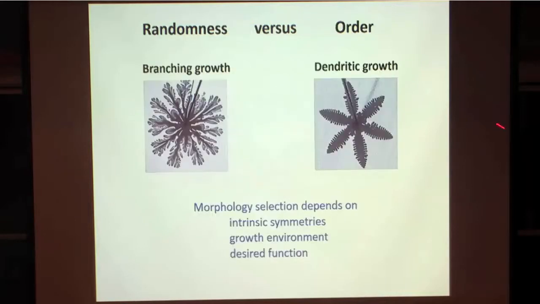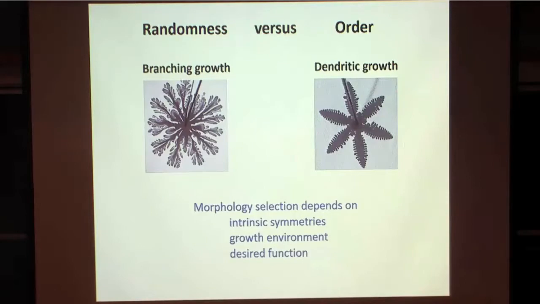And so we can get, in such a simple system, models for both branching type of growth and dendritic type of growth. And the morphology selection, or which pattern the system actually chooses to make, depends on the intrinsic symmetries of the system. It depends on the growth environment. And in nature, it depends on the desired function of a material or of a system. And so we have these two extreme types of growth, branching growth, dendritic growth.